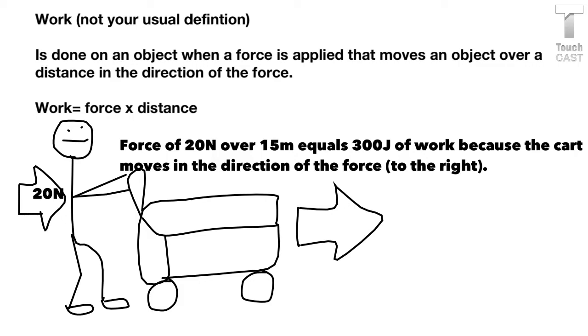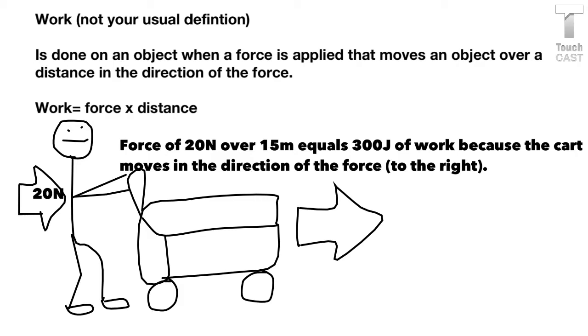Physics, which is what we're doing, force, motion, and energy, has a definition. Work is done on an object when the force is applied that moves an object over a distance in the direction of the force. Well, what does that mean? Work simply equals the force that's applied times the distance that the object moves, and the object must move in the direction of the force.